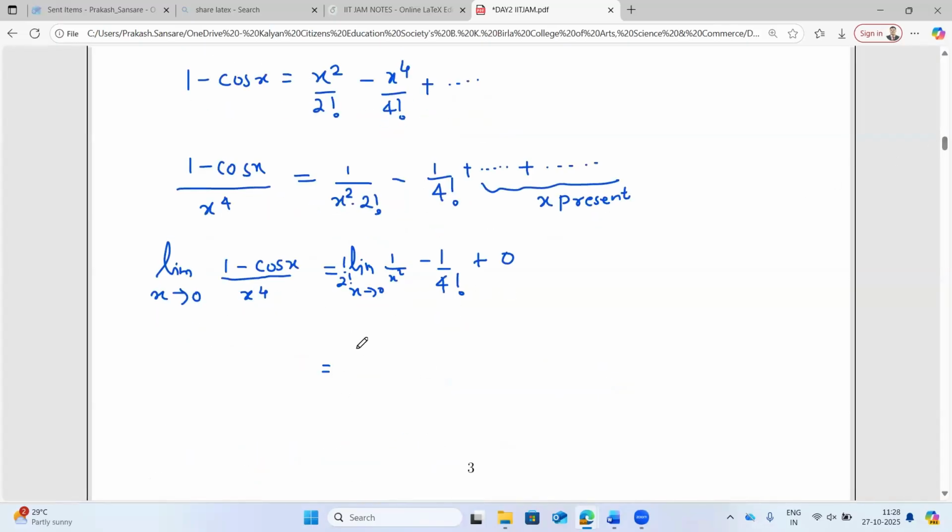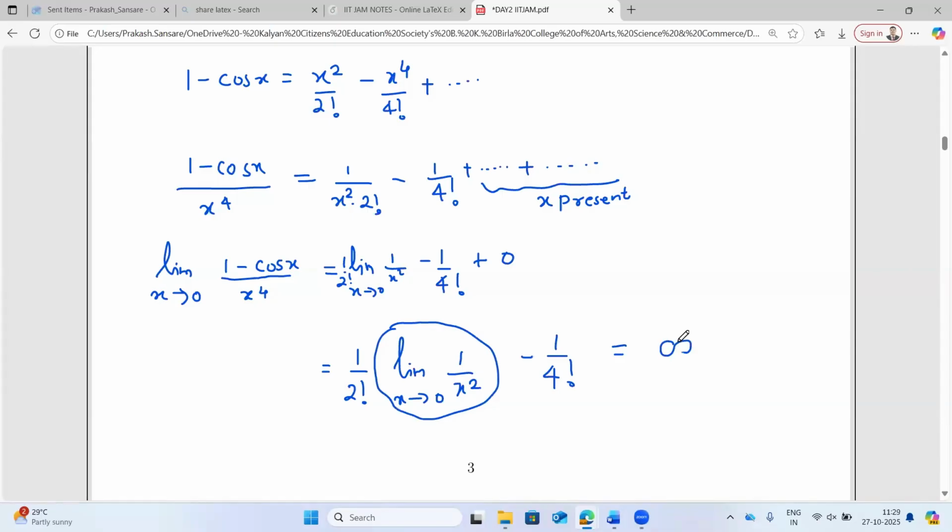Now this is equivalent to saying 1 upon 2 factorial times the limit of 1 upon x square as x approaches 0. What is the limit of this? It tends to infinity, and infinity minus 1 upon 4 factorial, or whatever it may be, so the final answer is infinity. So the limit of this does not exist. DNE stands for does not exist.